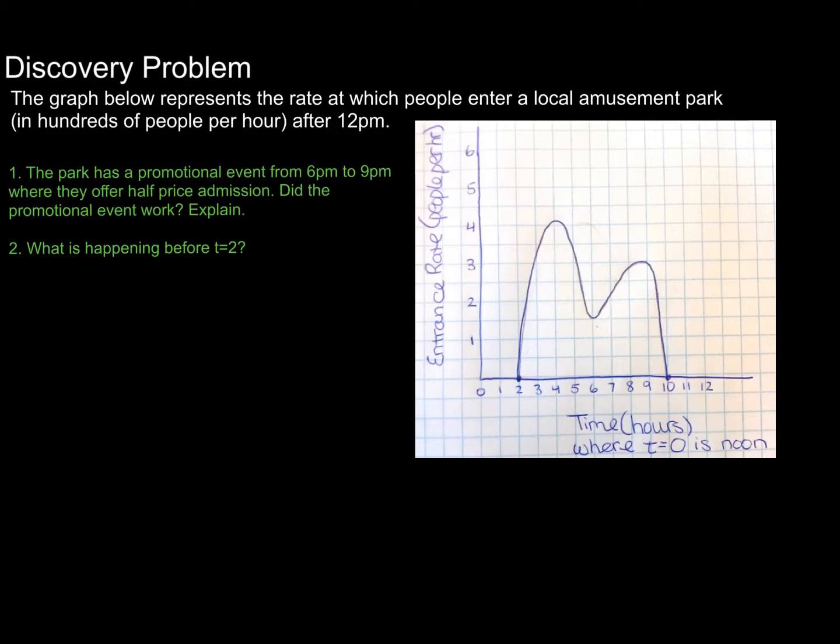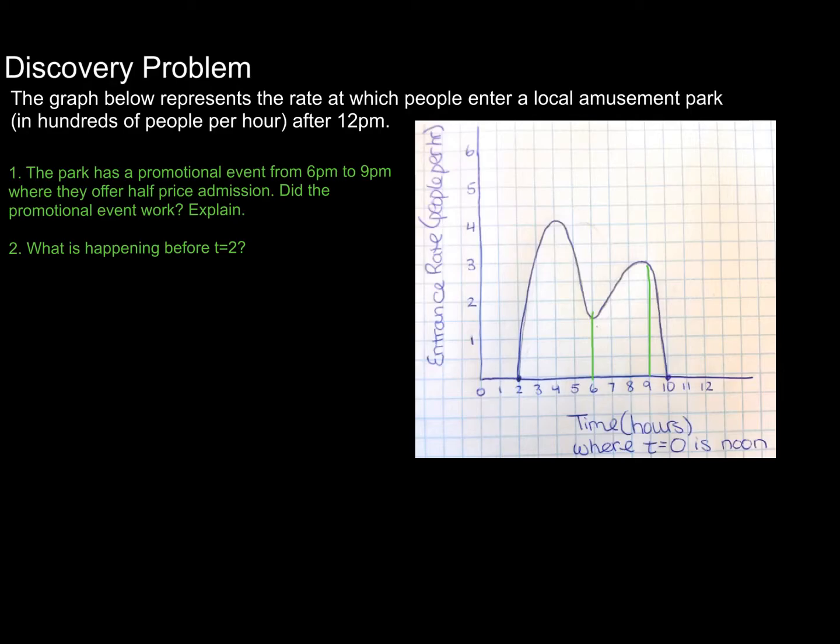Okay, so the promotional event from 6 p.m. to 9 p.m. The first thing you want to do is locate on the graph where this is. Since 0 is noon, 6 p.m. is going to be right here, and 9 p.m. is going to be right here. So if we take a look, what happened during that interval from 6 p.m. to 9 p.m.? I use the word interval to talk about everything in between 6 and 9 p.m. You can see that the rate at which people were entering was increasing between 6 and 9 p.m. So you could say, yes, it was working because the rate at which people entered increased over that interval.